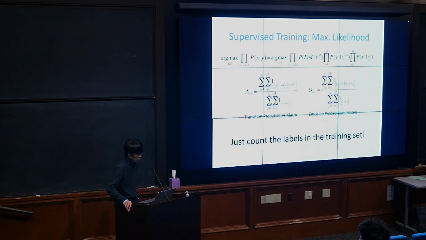So supervised training was quite easy. We just maximize the likelihood by counting, right? We go through our training data set and count how many times each transition occurs, so how many times noun comes after noun, etc. And then we also count our emission probabilities, so the number of times fish is a noun, etc. So we just count that, and that's all supervised training was, and that's the exact same thing as naive Bayes.